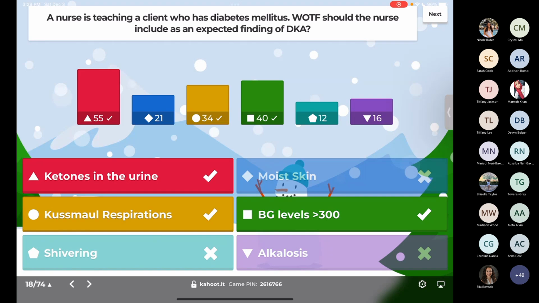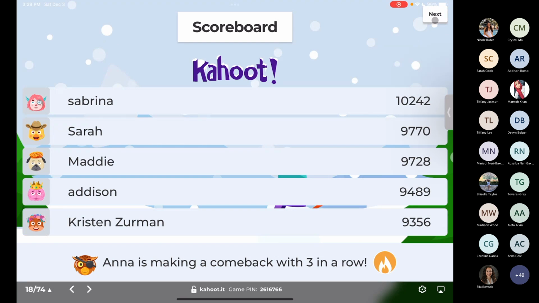And remember, with our hyperglycemia, that's our hot, dry, sugar high. So they would be pretty hot. They wouldn't be shivering and they would have dry skin.